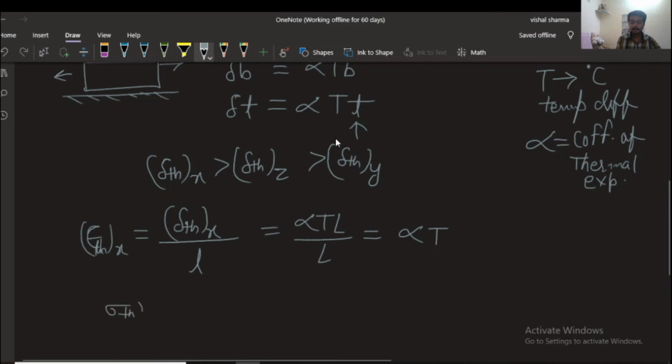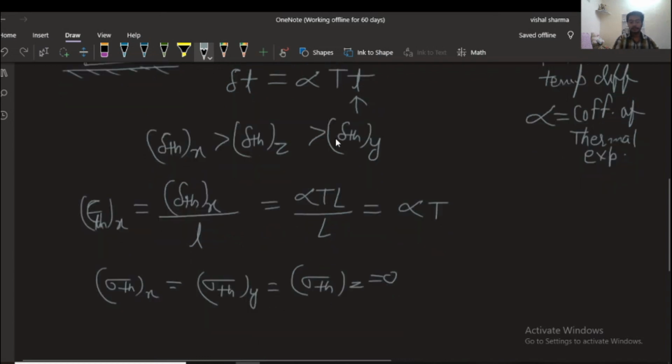So sigma thermal in X is equal to sigma thermal in the Y direction, and the thermal stress in the Z direction is equal to 0, because it is the case of free expansion. There are no reaction forces on the three mutually perpendicular faces.